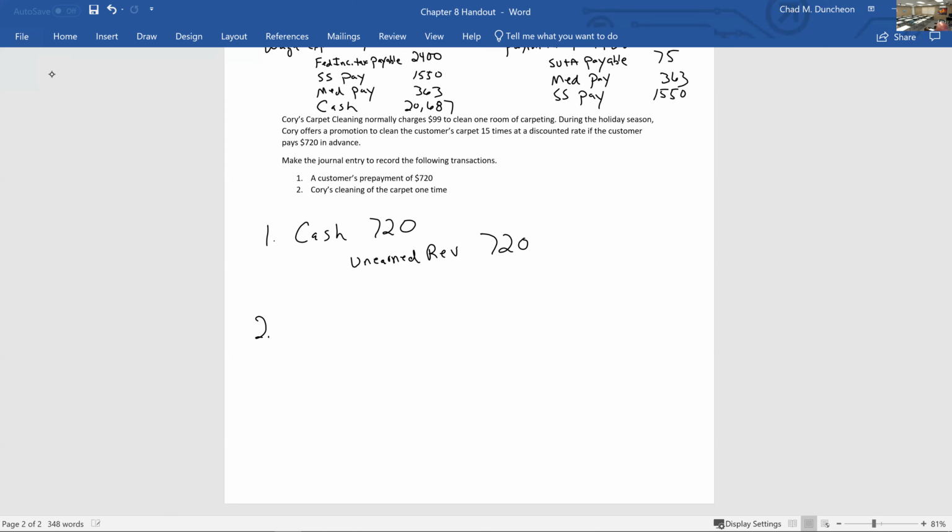Two, when we clean the carpet one time, we are going to remove some of the unearned revenue with a debit, and we are going to credit our service revenue to get it onto our income statement. And since they paid 720 for 15 carpet cleanings, we take the 720 divided by 15, and we find out that each carpet cleaning is worth $48. So that is the amount that we will move out of unearned revenue into service revenue. And we will do that 15 times. We'll make that same journal entry every time we go and clean that carpet.